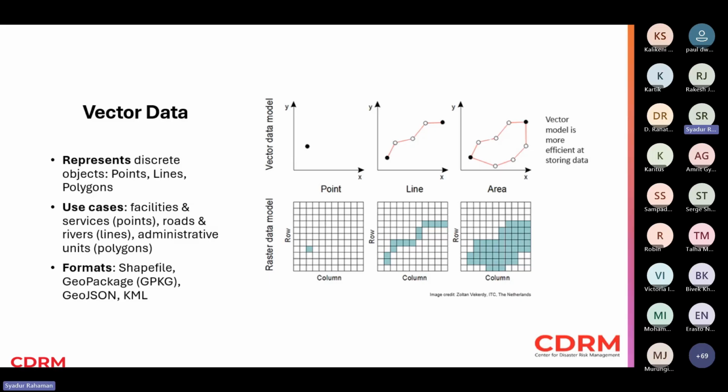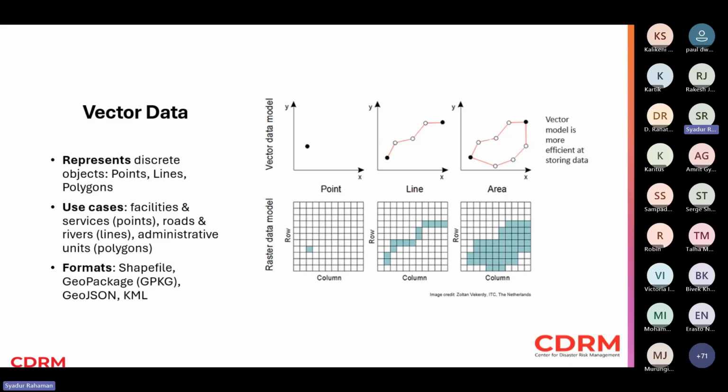So we have seen mostly three formats: one is the point, the second is the line, and the third is the polygon. As already mentioned, for location purposes we use point data, for the road network or communication network we use line data, and for area purposes we use polygon data.